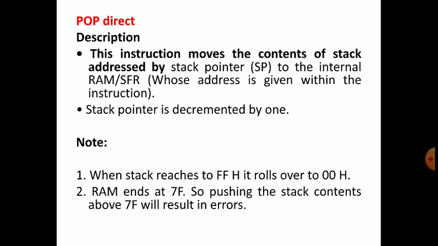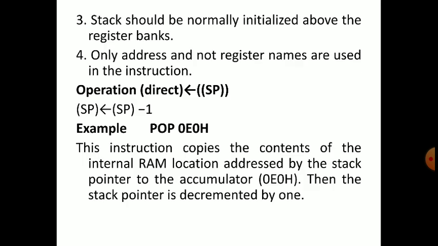Internal RAM is 128 bytes, right? 7f means 127. So 0 to 127 we have 128 bytes, 128 memory locations. And if the stack reaches FFH, that is the top of the RAM, then afterwards, if we still push, it will roll over to 00h. Then the data will be stored from the start. The stack should normally be initiated above the register banks, because the lower register banks, 32 registers, that is 4 banks, will be fixed. And after that we have the bit addressable areas, right? So those have to be taken into account.